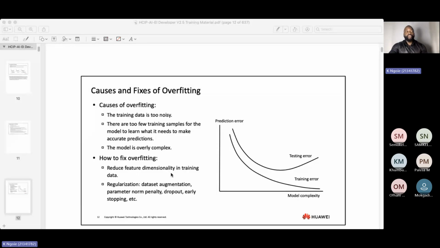You need to reduce the training data, reduce those dimensions that you are using, the feature dimension. So some features need to be removed. You have methods such as regularization. Regularization means that we control how the training is being done. When we have, for example, the weights and bias, the weights determine the probability of a certain feature belonging to a certain class. We need to control those parameters.